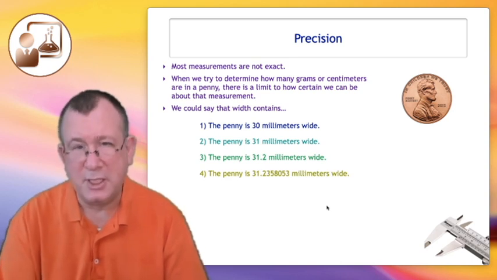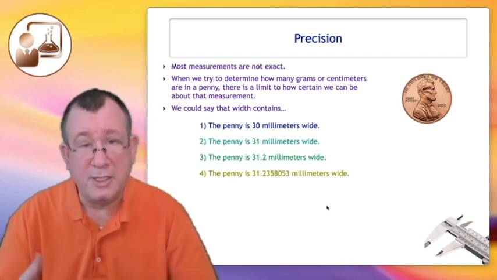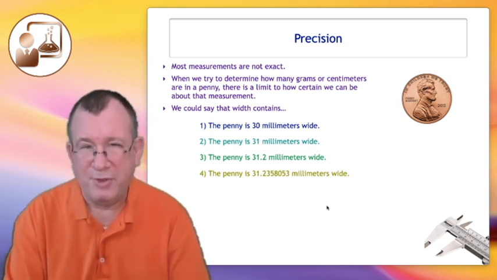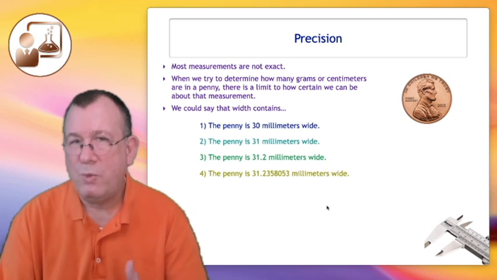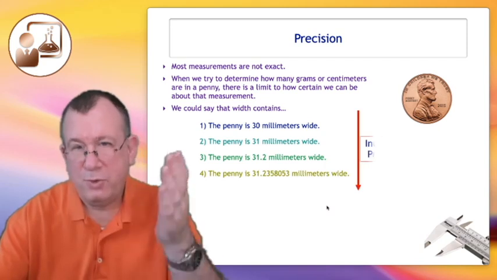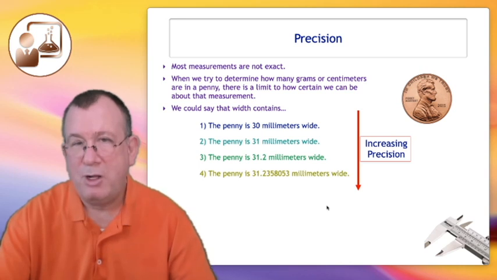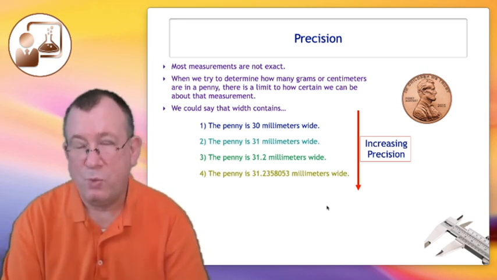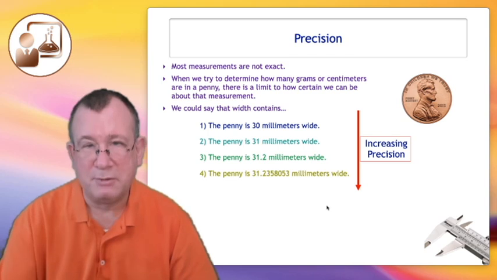Yeah, there's 30 millimeters in there. And you know what? Maybe there's 31 too. Maybe 31.2. I'll buy that. I believe that. But 31.2534556? What confidence do you have in that degree of precision? So these 4 different measurements here are all measurements of, say, the width of a penny, and how they differ is in precision.